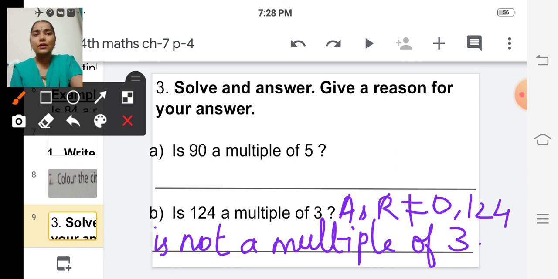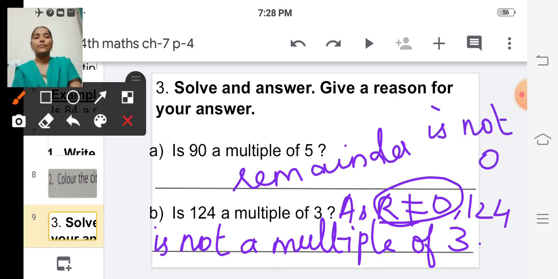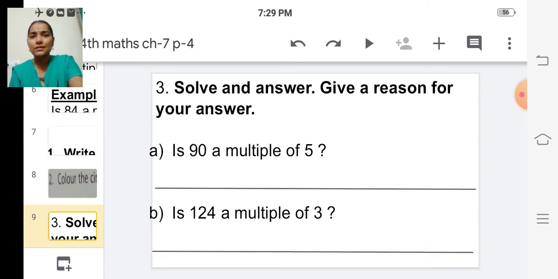Okay. So in this you can write it in your own words also. As remainder is not 0, 124 is not a multiple of 3. Okay, children. So you can copy down in your textbook.